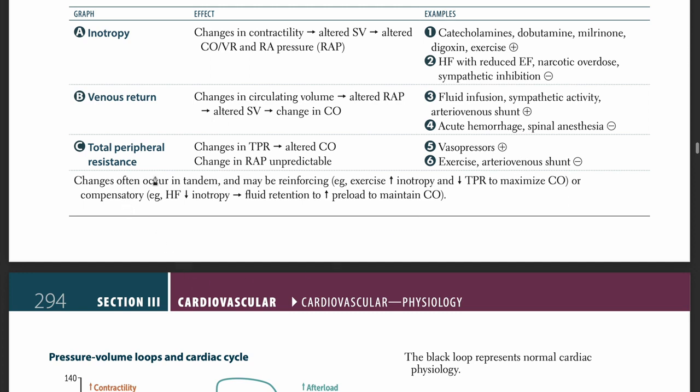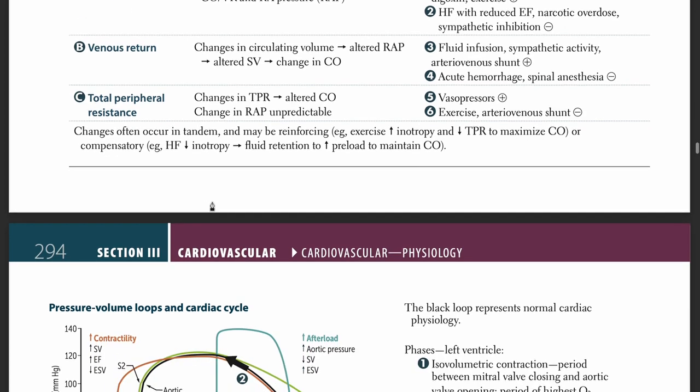Okay, changes often occur in tandem and may be reinforcing. For example, exercise increases inotropy and decreases TPR to maximize cardiac output, which are compensatory. For example, in heart failure, a decrease in inotropy will lead to fluid retention to increase preload to maintain cardiac output. That's how it tries to compensate for it.